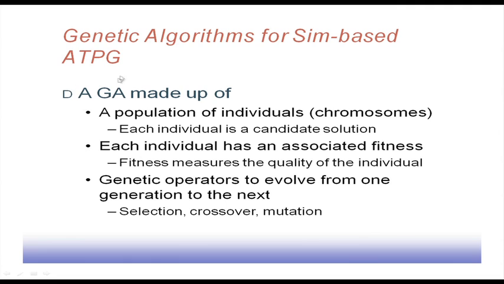In case of a genetic algorithm, any genetic algorithm is made up of these components: a population of individuals which we call chromosomes, and each individual is a candidate solution. Now, you see that for a particular problem, it may be very difficult to tell what the optimum solution is, but it may be very easy to give any arbitrary solution. For example, even for the test pattern generation problem, if you ask me to give a test pattern which detects a very large number of faults, it is very difficult to give such a pattern. But if you ask me to give any test pattern, then I can give it very easily.